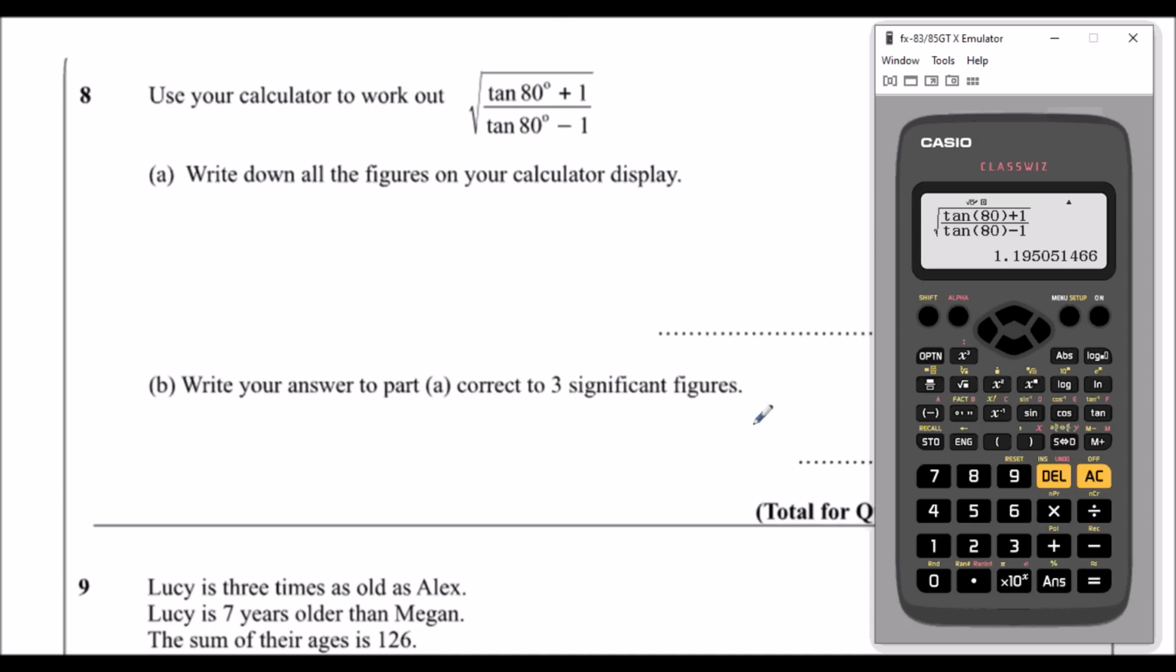So press equals, and we've got 1.1955051466.